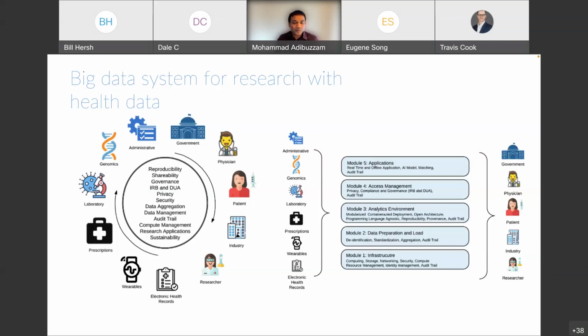So for that kind of environment, if we think about this is a very large data system, what type of features or characteristics do we want in that system? And we listed a few here: reproducibility, shareability, data governance, IRB and data use agreement protections, privacy of individual patients, security, data aggregation, data management, audit trail of different data usage, computational system management, like hardware usage, research applications for different researchers that are very different from one another, and sustainability and maintenance of that kind of system.